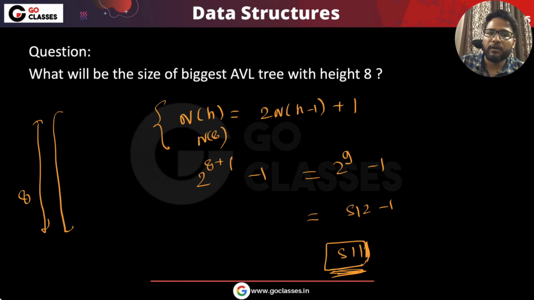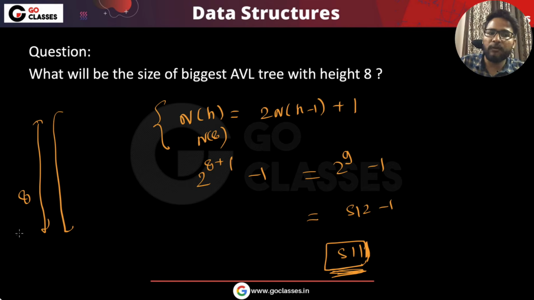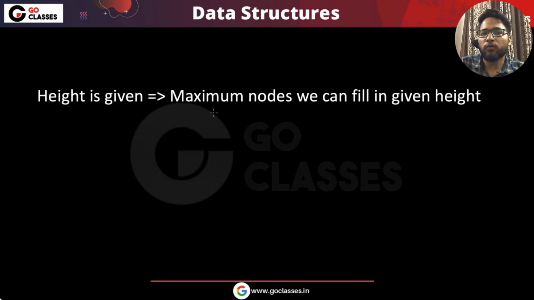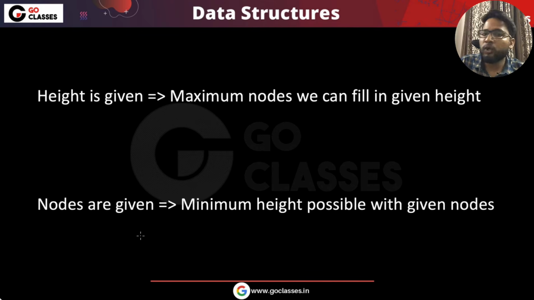Okay. Now, till now we have seen that given the height, how to fill the maximum number of nodes. We can fill the maximum number of nodes if the height is given. And there is another way of asking the same question. That is, they may say the nodes are given. They may say that n is the number of nodes that you have, and you want the minimum height possible. These two are exactly the same question, asked in a different way.